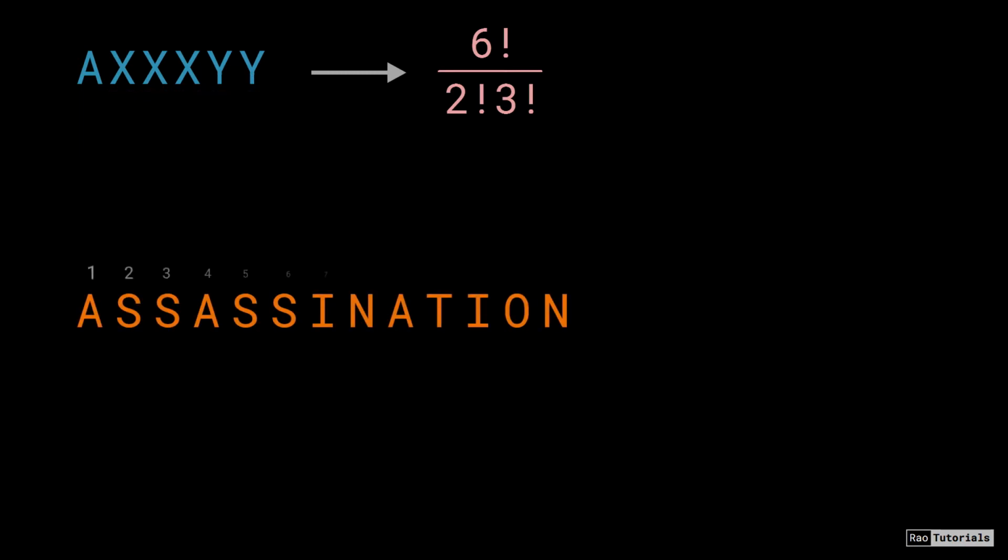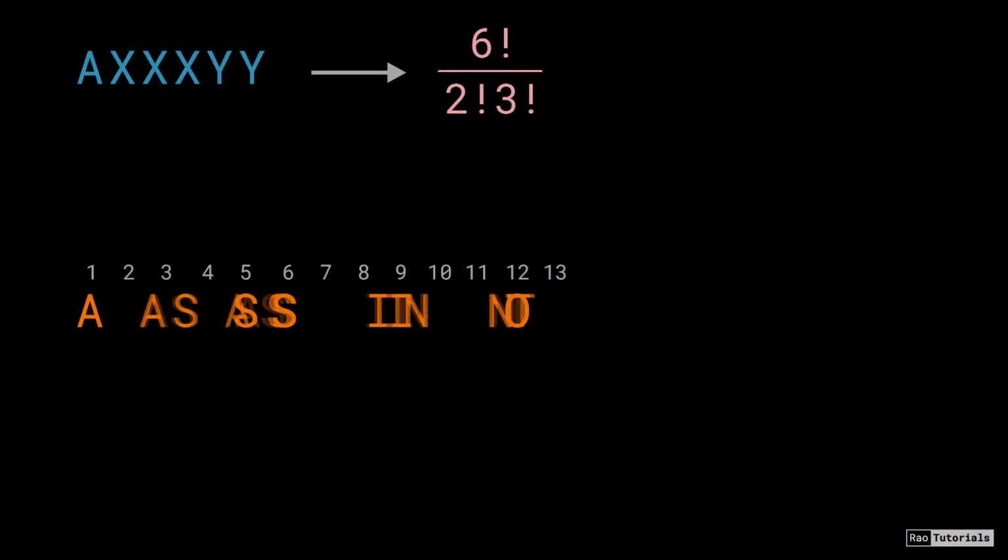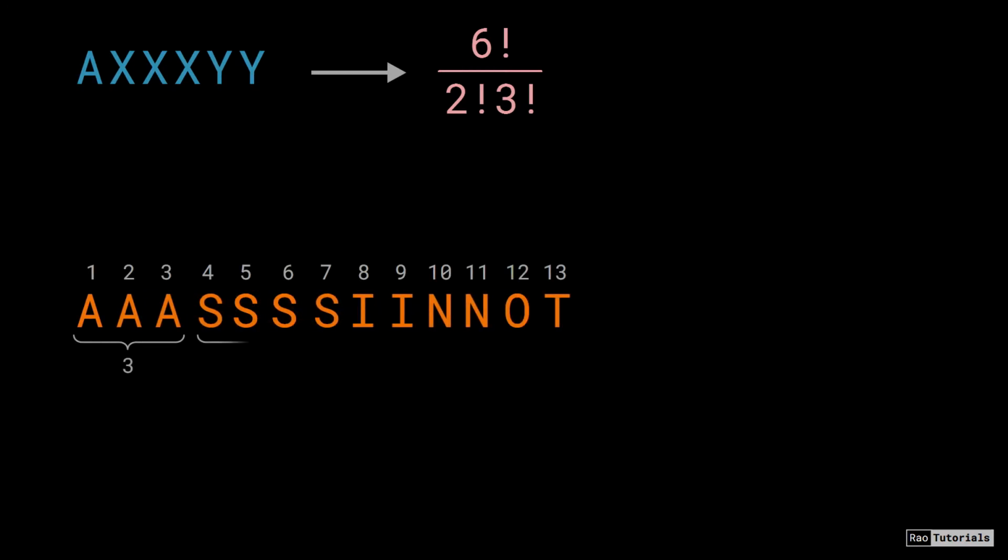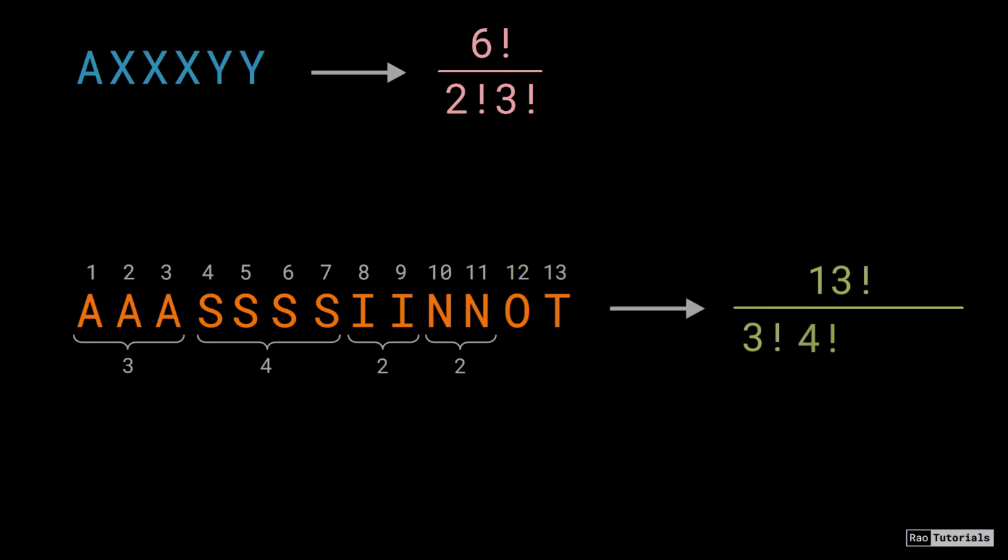So 6 objects, of which 3 are identical of one kind and 2 of another kind, can be arranged in 6 factorial by 3 factorial times 2 factorial ways. We can generalize this and apply it to a collection with more variety of identical things. For example, the word assassination has 13 alphabets, of which there are 3 A's, 4 S's, 2 I's and 2 N's. So the letters of the word assassination can be permuted in 13 factorial by 3 factorial, 4 factorial, 2 factorial and 2 factorial ways.